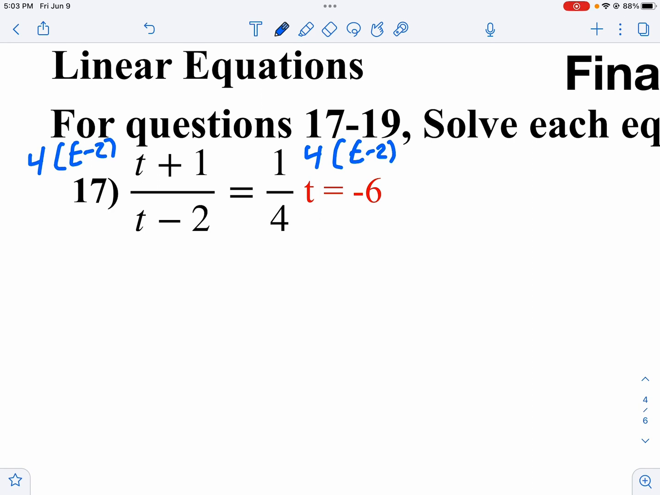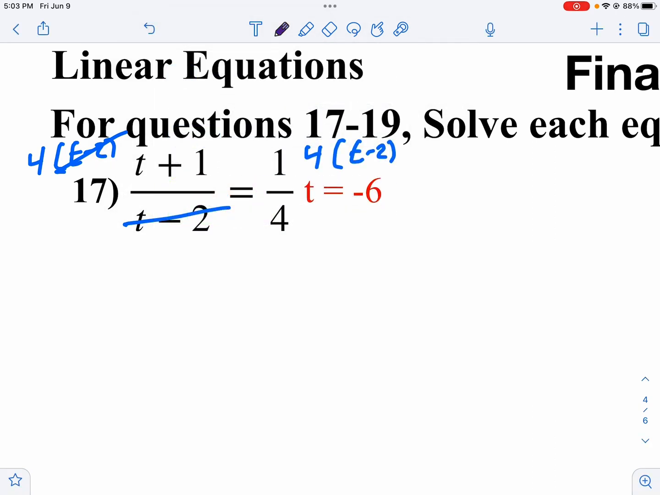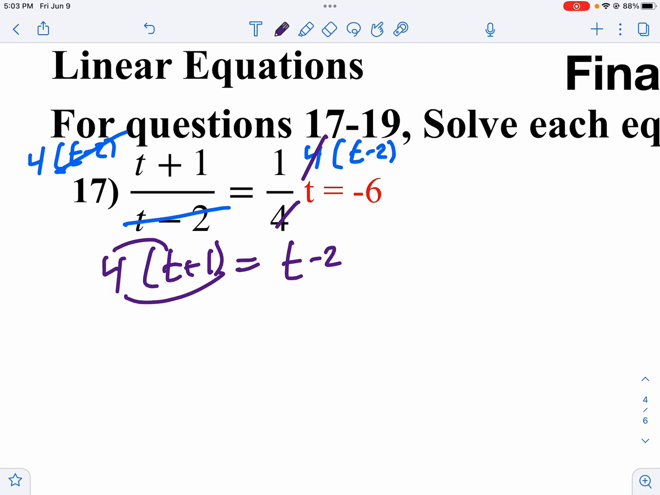Now, on the left side, the t minus 2 is reduced. So what I'm really doing is taking 4 times t plus 1 equals, on the right side, the 4 is reduced, so really I just get t minus 2. Now let's distribute that 4 inside, that's why I used parentheses. So we get 4t plus 4 equals t minus 2.